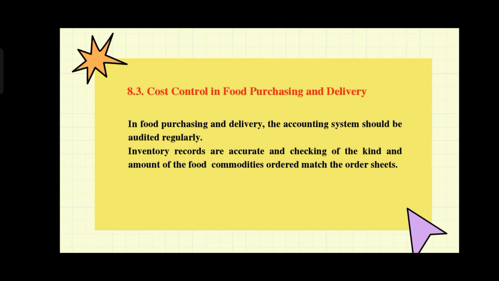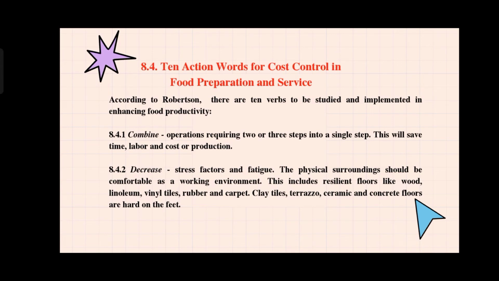So when using stored food or available supply, always note the expiration date. So the next is 8.4. This 10 action words for cost control in food preparation and services. So according to Robertson, there are 10 verbs to be studied and implemented in enhancing food productivity. So sa akong part ani sa 10 action words, ang ako lang topic ani is ang combine, decrease, develop, and economize. Then the rest is ang sunod na reporter na nanako na si Junaris.